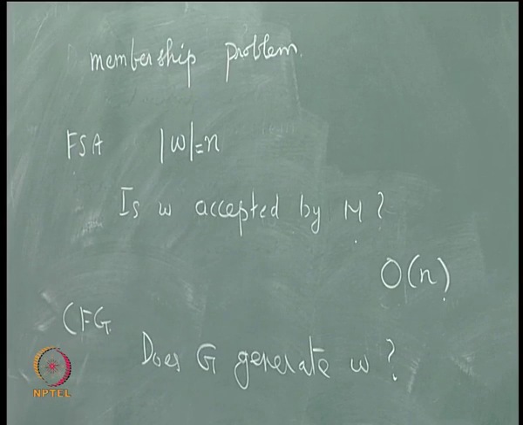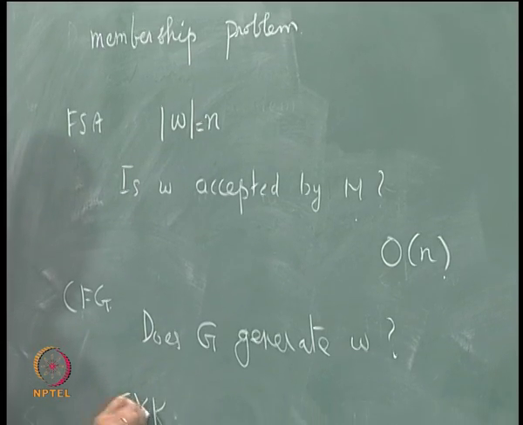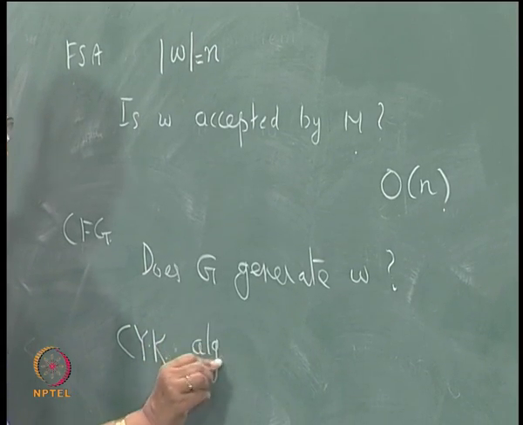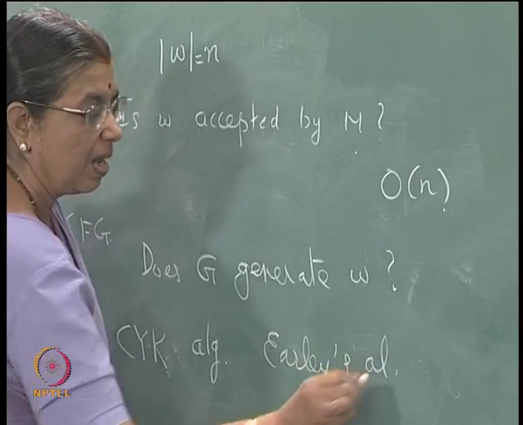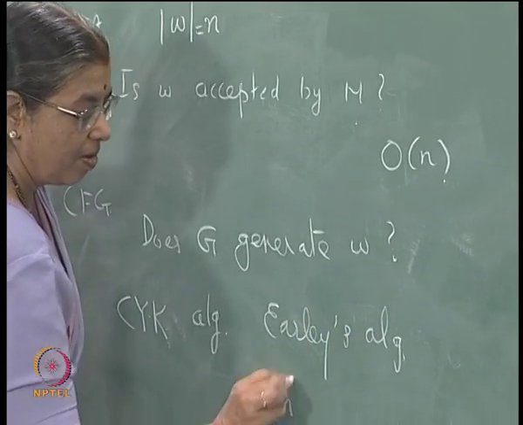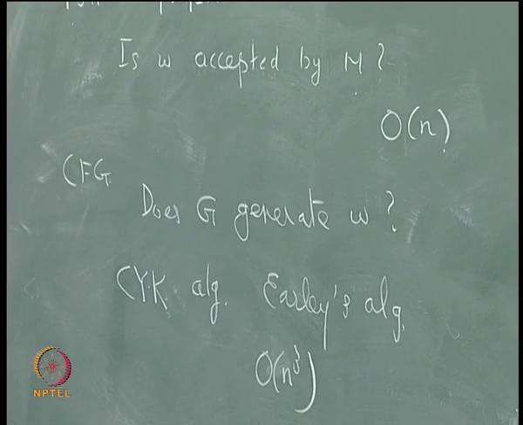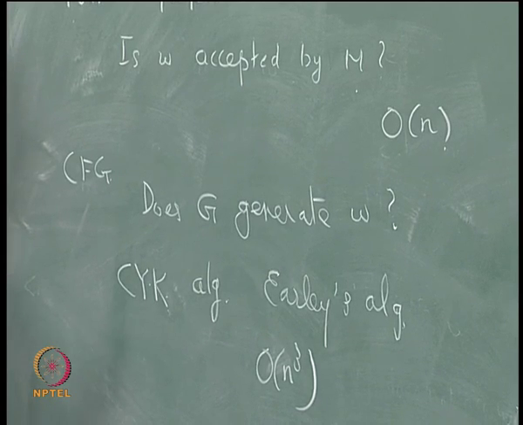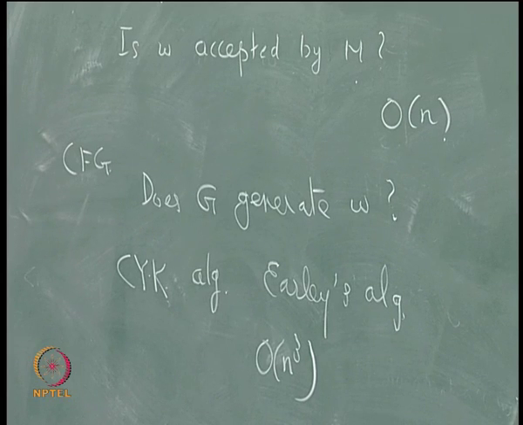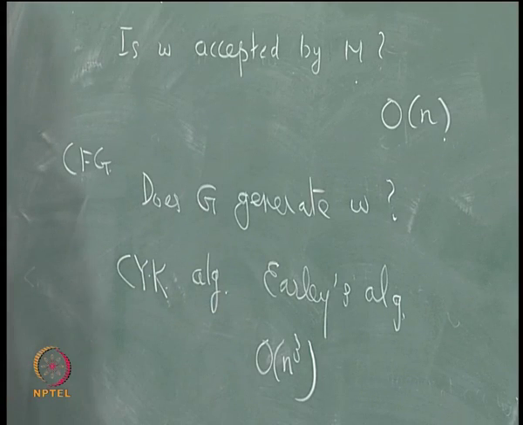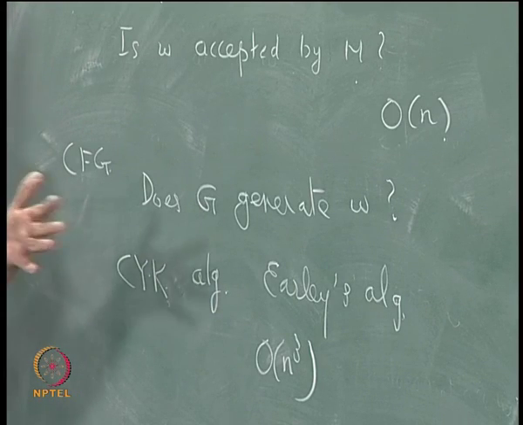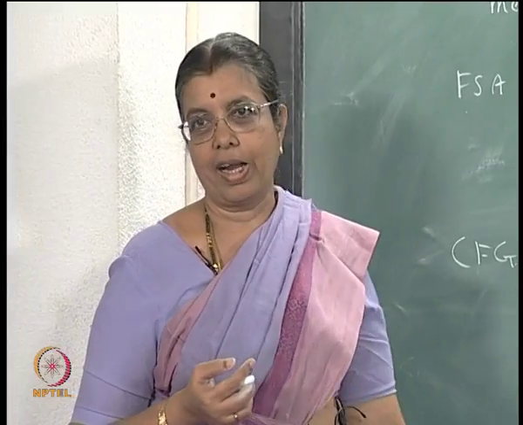There are algorithms like the CYK algorithm, Cocke-Younger-Kasami algorithm, and Earley's algorithm, which solve this problem in order n cube time. With some manipulation you can reduce it to slightly less than 3, like matrix multiplication you can reduce using Strassen's matrix multiplication, like that some O of n to the 2 point something, but that is a very difficult proof. Generally you can do it in order n cube time.